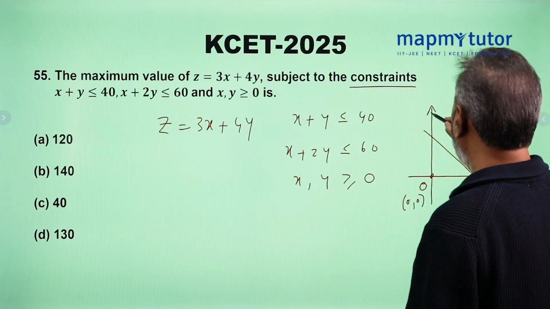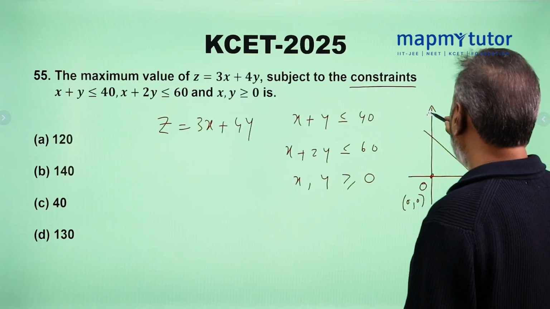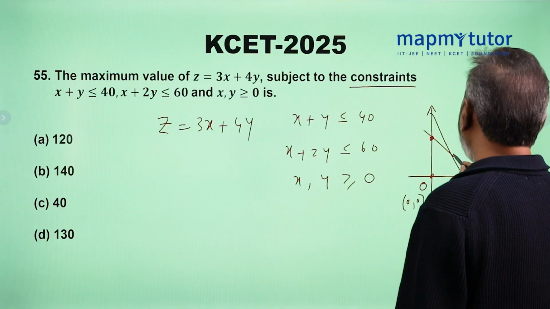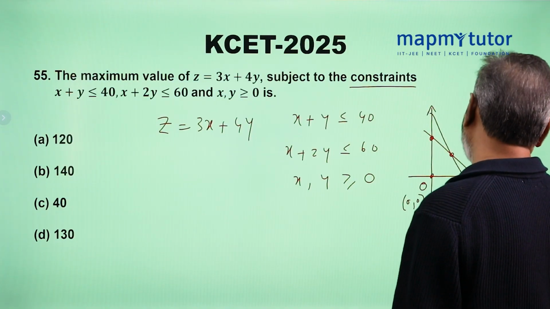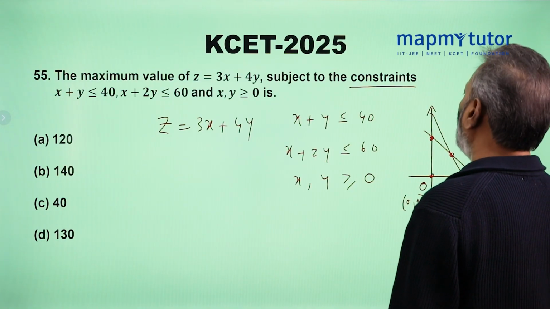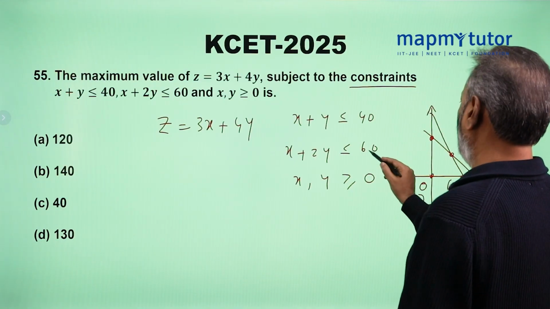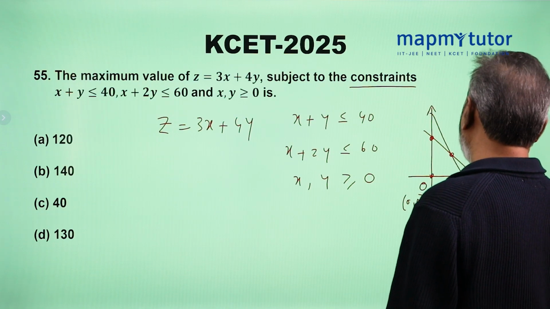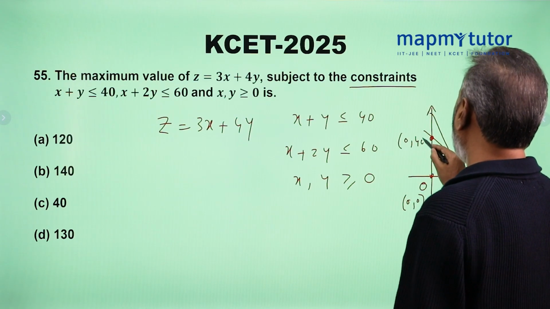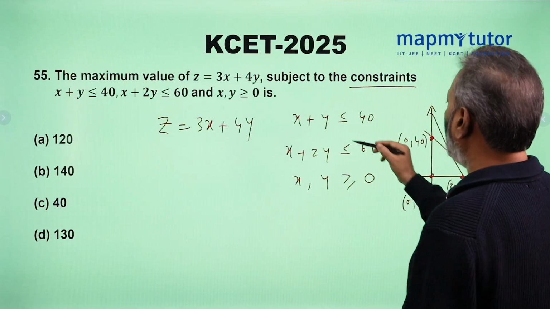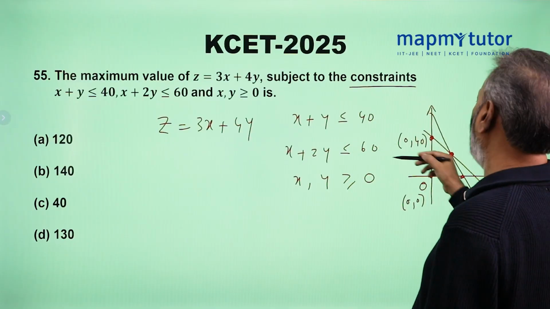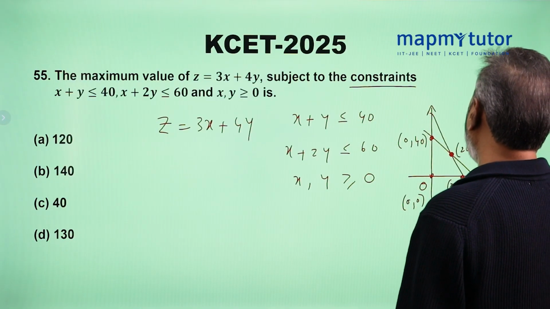y equal to 0 means x is 60, and y is 30, somewhere here. And therefore, these are the points we should consider. What are they? 0, 0. And this is what? 30, 0. Yes. And this is 0, 40. Yes. And this is the point of intersection of these two. Very clear. If you subtract, x gets cancelled, y is 20, x is also 20.